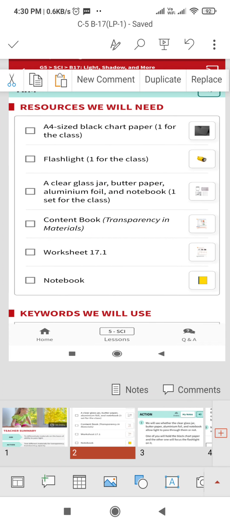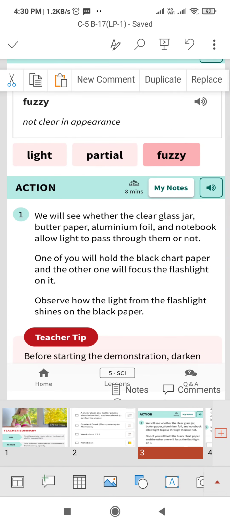Resources we need: a black chart paper, flashlight, clear glass, butter paper, aluminium foil and one notebook. Keywords are light. So what is light? A kind of energy to see things. Second word is partial. Partial means not complete. Fuzzy. Fuzzy means not clear in appearance.